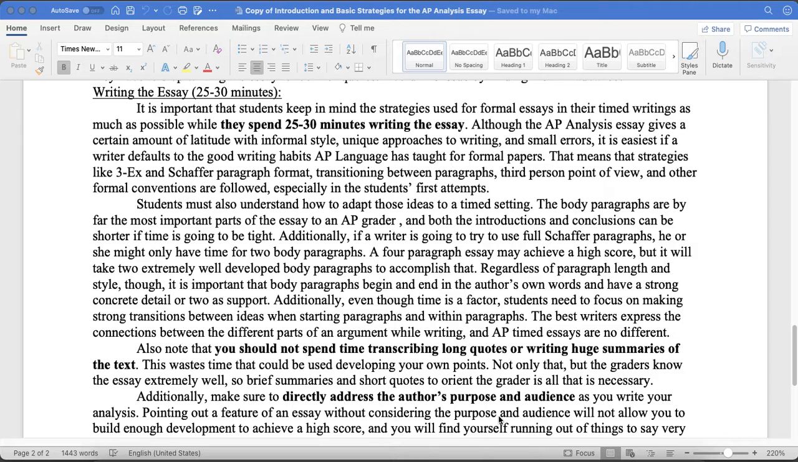Trying to be in third person, making sure you have transitions between paragraphs. If you can handle it, two or three paragraphs in the body. Things like that will make you sound more mature and make your writing sound more developed.